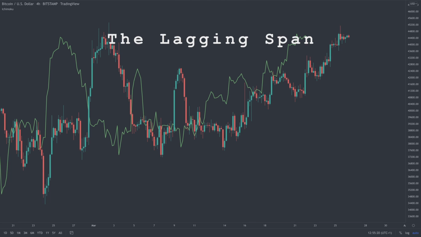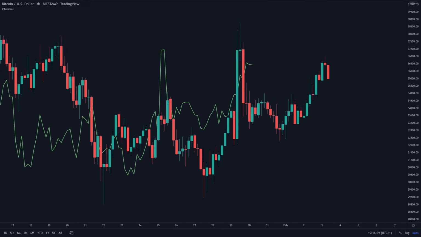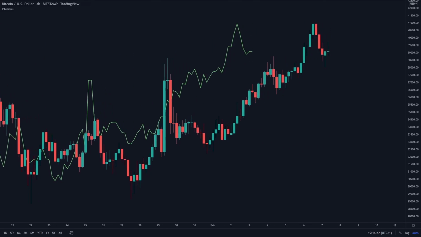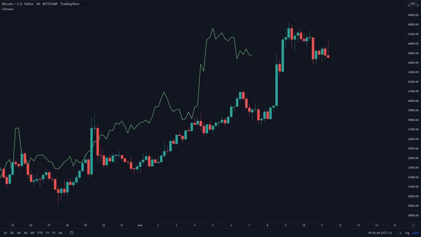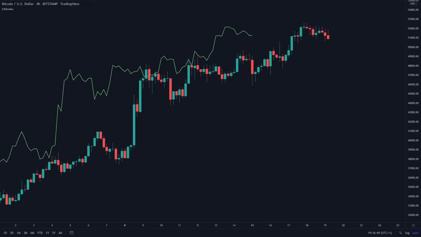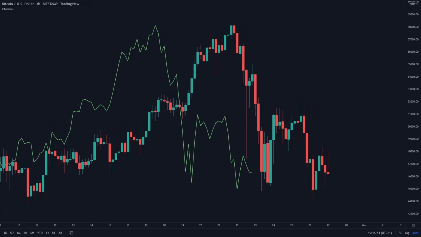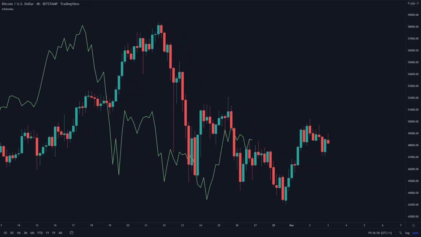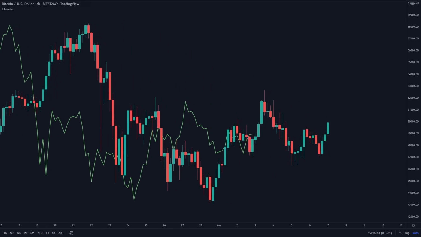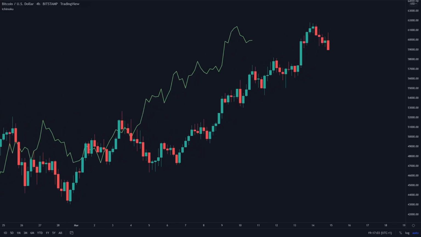The lagging span is just the close price plotted 26 periods into the past. Combined with other elements of the Ichimoku Cloud, it is used to spot trend changes. Since the lagging span is just the close price shifted into the past, you can consider the market is in an uptrend if the lagging span is above the price. If the lagging span is crossing under the price, the uptrend may come to an end. The opposite is true for a time when the lagging span is below the price. If it is then crossing above the price, the downtrend may have come to an end.